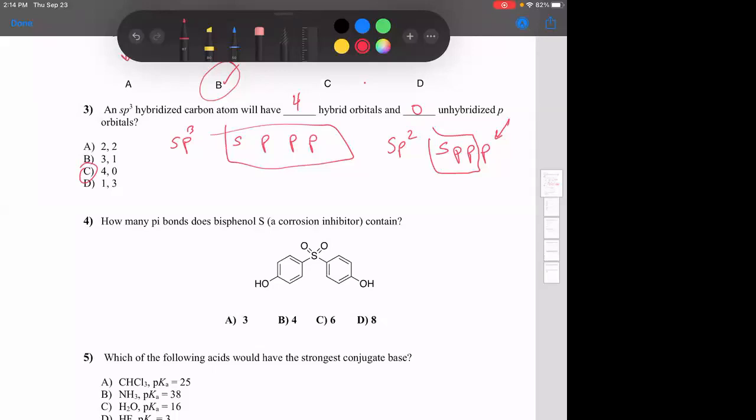All right, how many pi bonds does bisphenol S contain? So you have 1 pi bond in every double and 2 pi bonds in every triple. So no triples, but I see 1, 2, 3, 4, 5, 6, 7, 8 double bonds, and that's it. So that's going to give me 8 pi bonds.